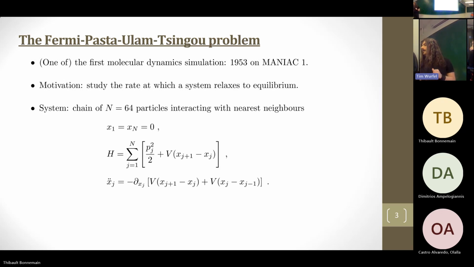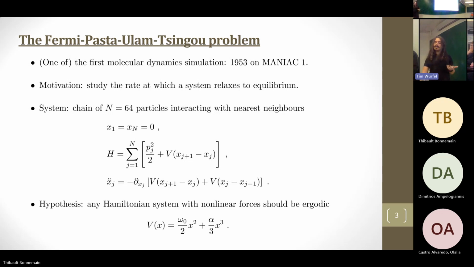So they were looking at chains of particles, 64 at most at the time, that interact with the nearest neighbor in this way for different types of interaction potential V. And the supercomputer would then solve these equations of motion. Fermi's main hypothesis behind that was that any Hamiltonian system which features nonlinear forces should be ergodic, that interaction would yield a good mixing, and that eventually the system would always relax to equilibrium. So they started looking at this kind of potential here, which is called the alpha-FPUT model, alpha being here the strength of the nonlinear force.